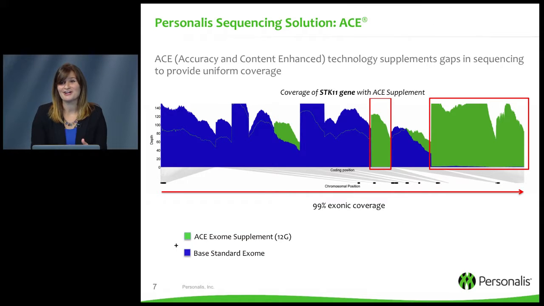So when we look again at our STK11 example, we have now our augmented ACE coverage, shown in green, in addition to the standard exome coverage, which is again in blue, and now this provides 99% coverage of exonic regions in a very uniform manner. So with ACE, clinically important variants residing in these hard-to-sequence regions can now be identified.